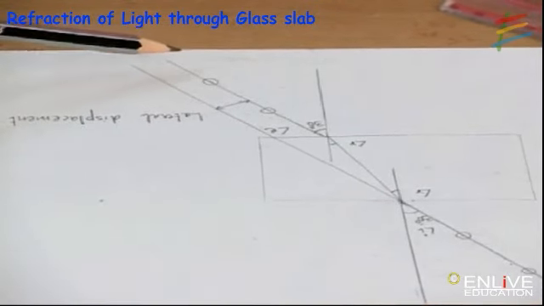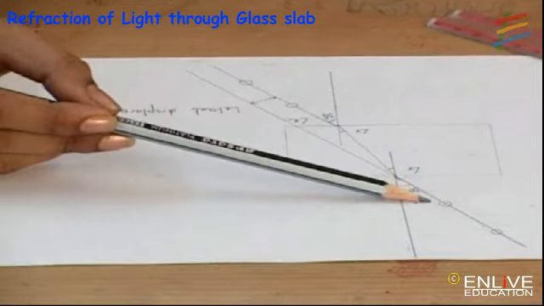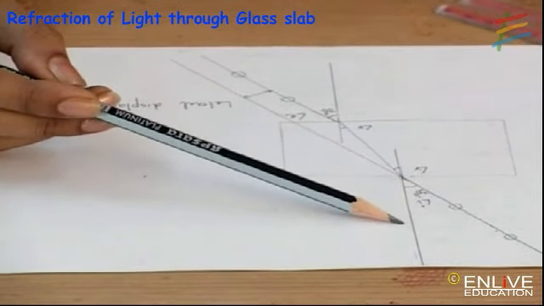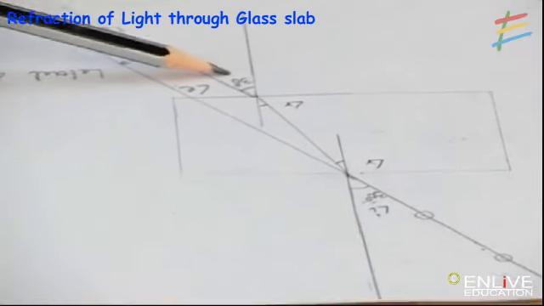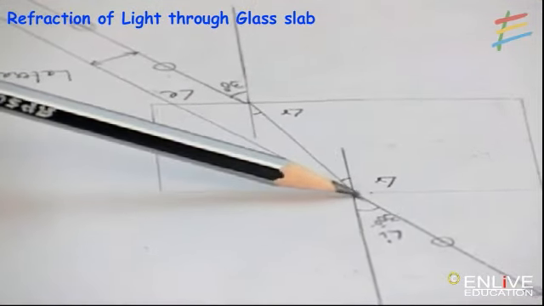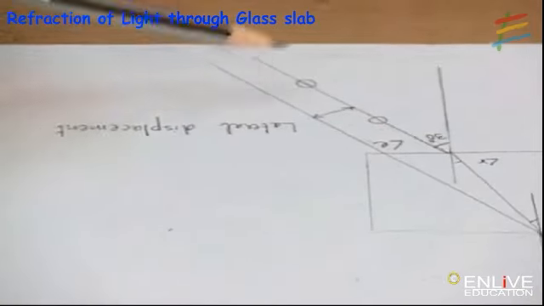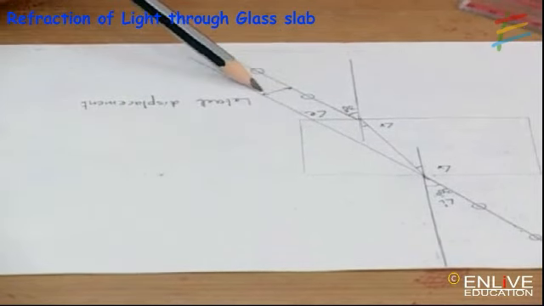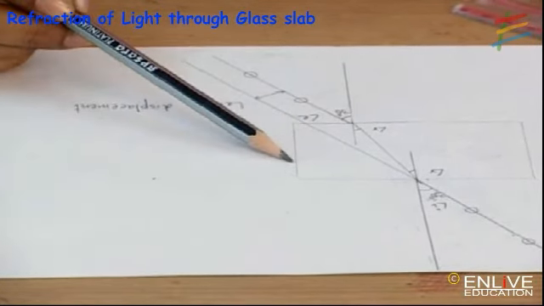So there are 4 observations that we can make here. The angle of incidence, the angle of emergence and the normal lie in the same plane. The angle of incidence is equal to the angle of emergence, and if we extend the incident ray and compare it with the emergent ray, both of them are parallel to each other, and the perpendicular distance is the lateral displacement which has happened due to the surface of the glass slab.